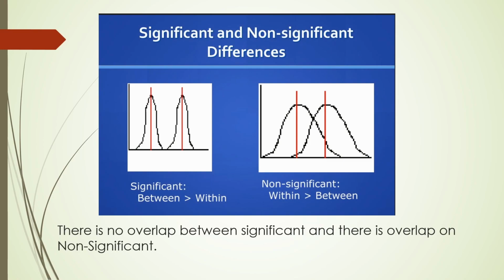And this is the difference between significant and non-significant. As you can see, in significant, there is no overlap between the groups. And if you take a look at non-significant, there's actually an overlap in the middle between both groups.